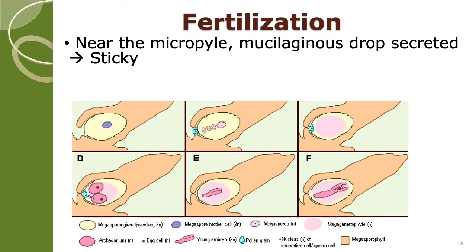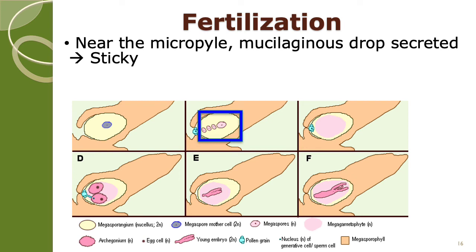Now let us look at the fertilization step. But before we look at the fertilization step, let's have a quick summary of how the male and the female gametes formed. So let's first look at the female gamete. So here we have the megasporangium that is shown in yellow. And in that megasporangium, a megaspore mother cell is formed that is shown as that purple circle.